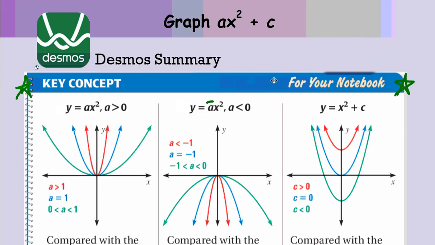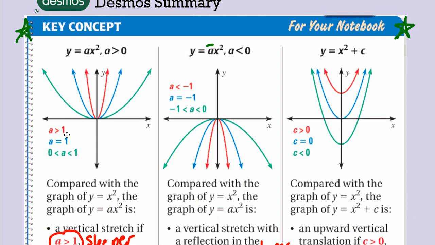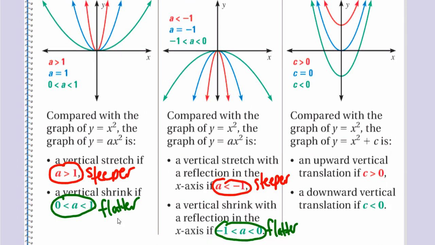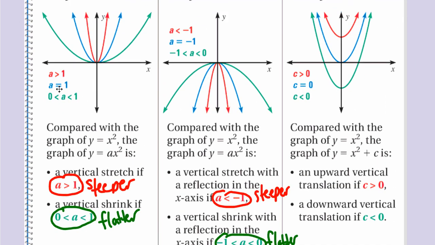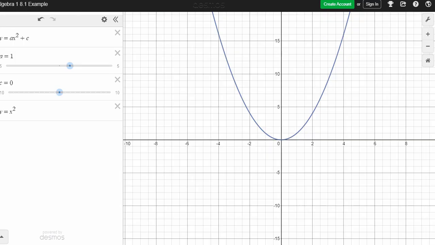And here's a little summary table of everything we just said. So as we said before, A is our steepness factor. If A is bigger than 1, it makes it steeper. If A is in between 0 and 1, it makes it flatter. I don't believe we looked at what happens if A goes negative, so let me show you that. If I let this video play, so there's A getting bigger, steeper. There's A getting smaller, right? If it's less than 1, it gets flatter.